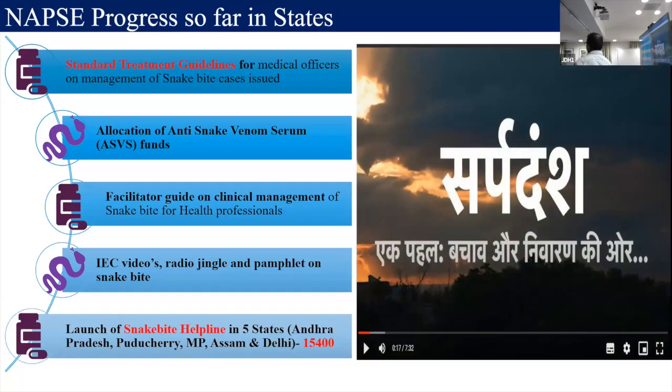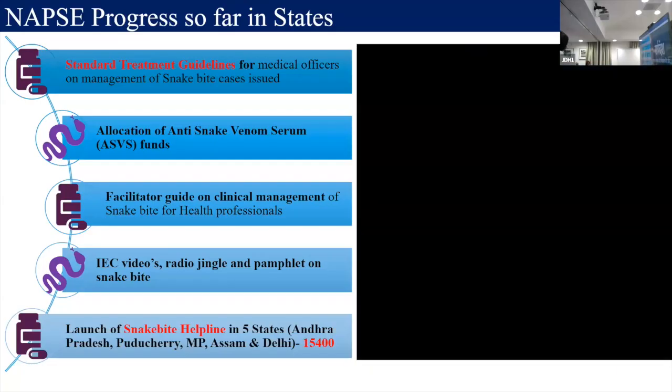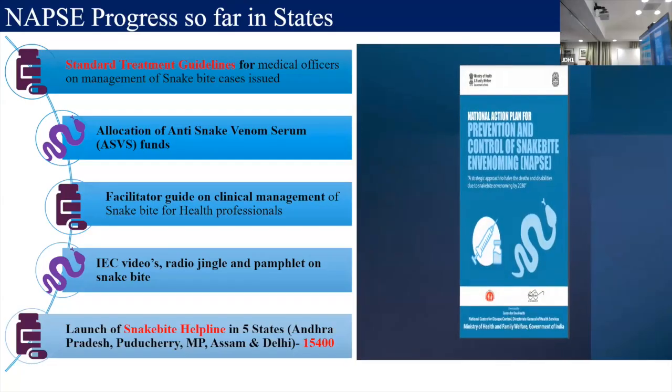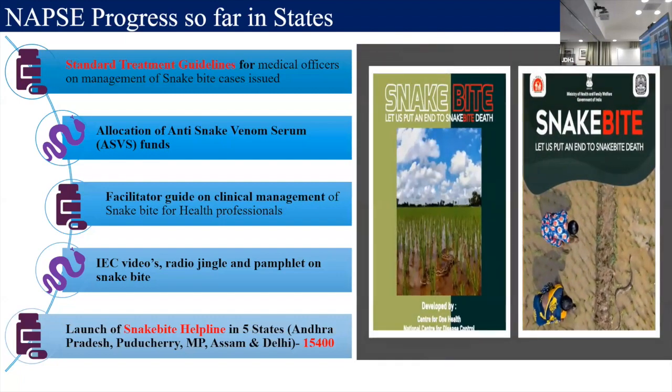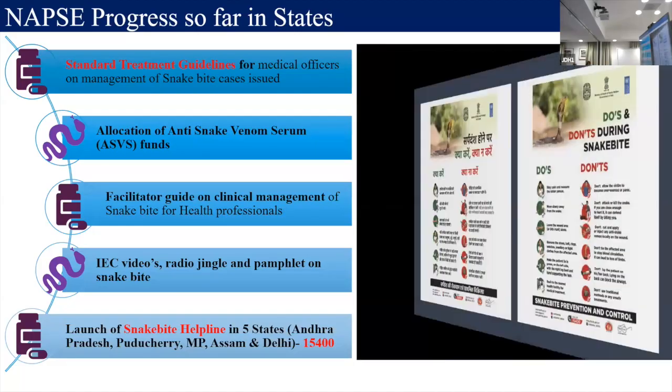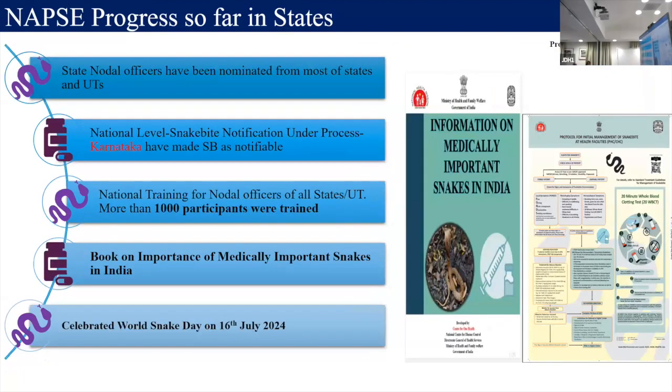If a person in an emergency gets a snake bite, he can call this helpline number. It has been launched in a few states, five states where we have piloted it, and it will be expanded to the whole country, so that people know where they can reach in that emergency. This is the protocol I was talking about. It has been disseminated all over the country, and it talks about how to manage snake bites. The key point is that each victim receives 10 vials of anti-snake venom, that is, polyvalent snake venom.